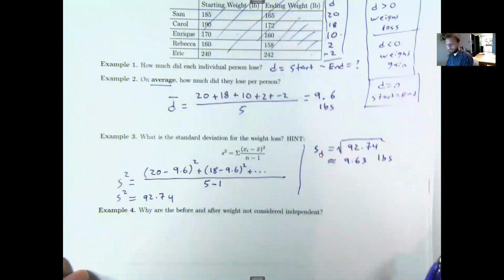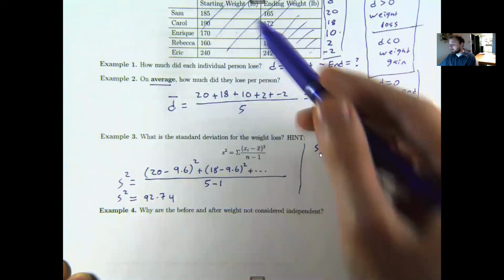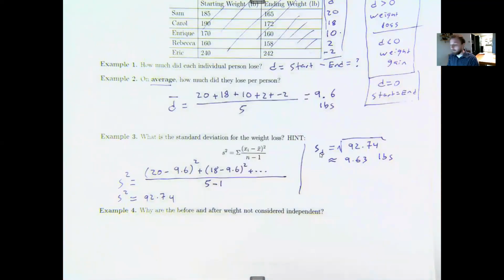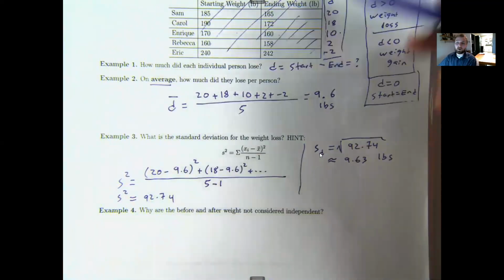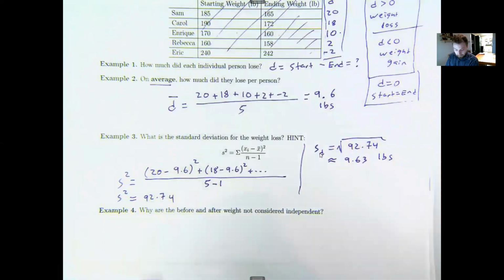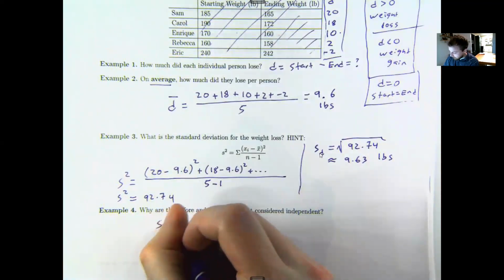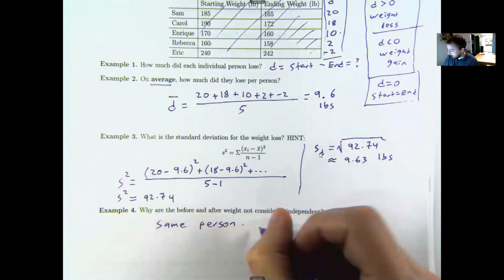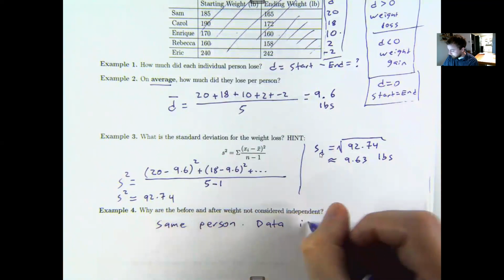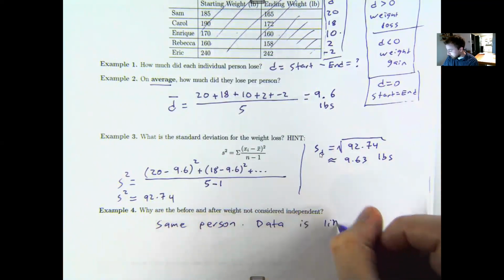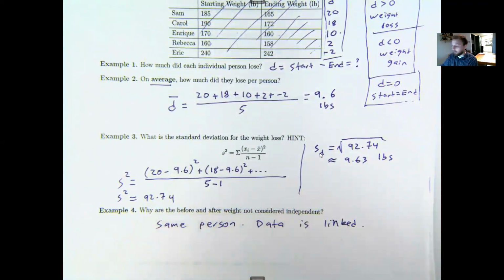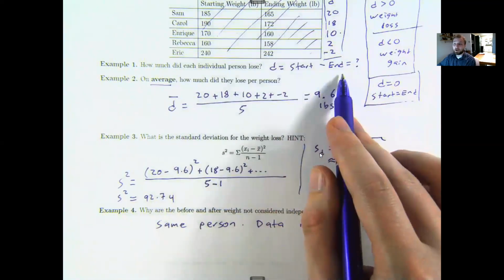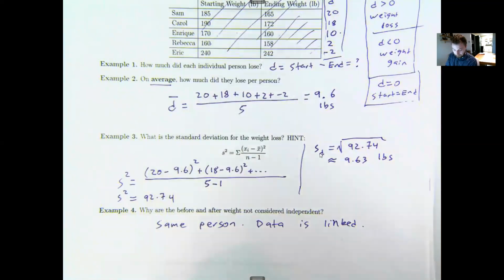So the big question is, why can't I just use the starting weights and ending weights independently? Why do I have to consider these as a matched set where I find the differences first? The reason is I'm looking at the same person when I'm doing the before and the after. The data is linked. Whenever there's a linked thing going on, I should work to find a difference of the two columns first before doing anything with the data.